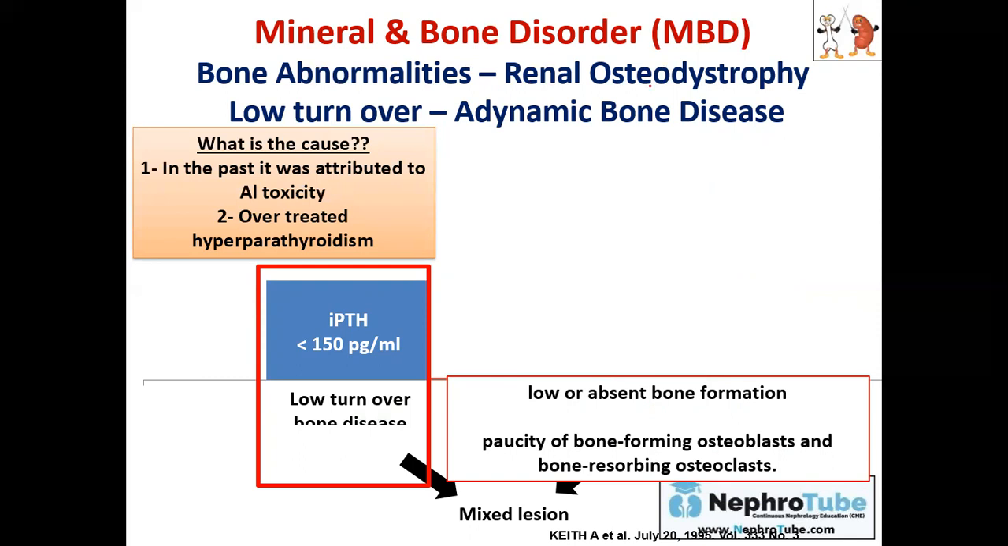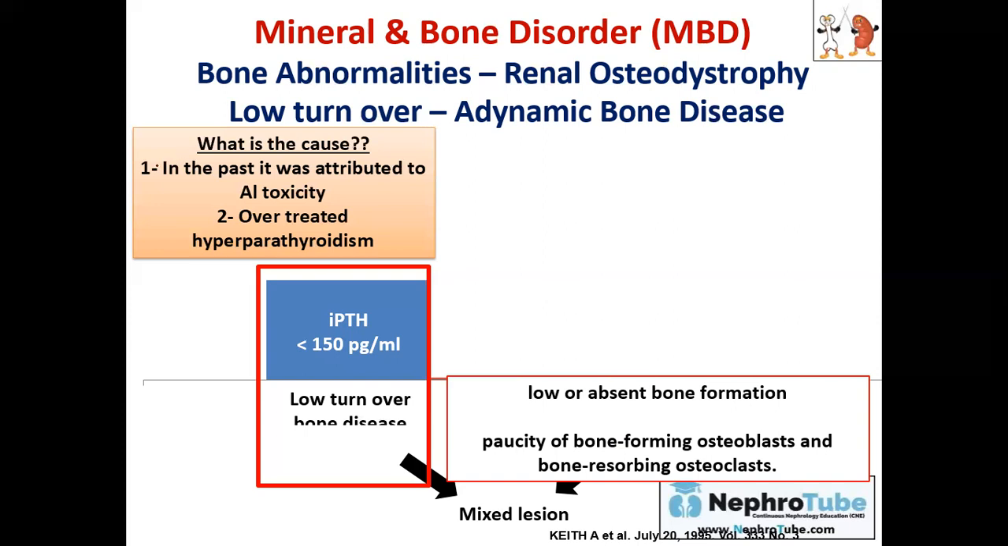First of all, it was attributed to aluminum toxicity. That is rare nowadays, but it was very common in the past. And the aluminum toxicity was mainly from the water, especially the water treatment unit in hemodialysis patients. So aluminum toxicity suppresses bone and suppresses PTH.